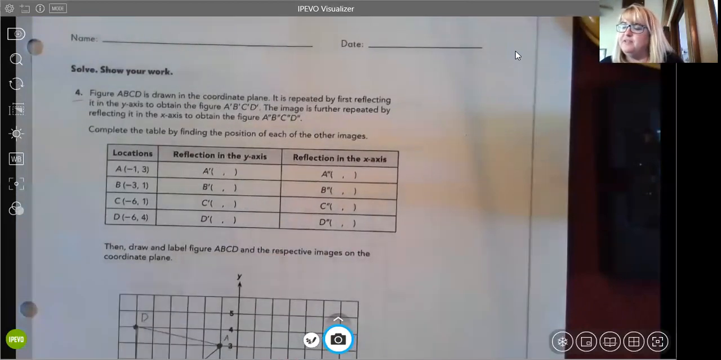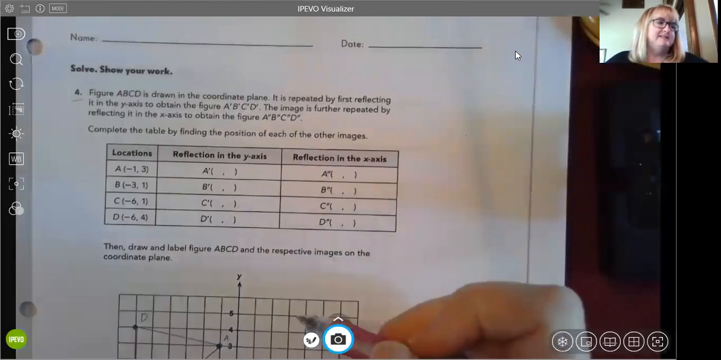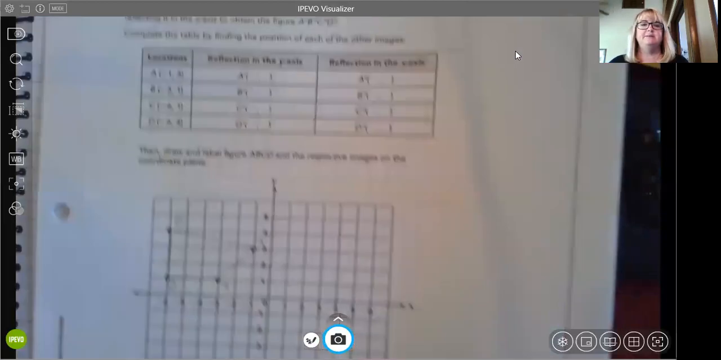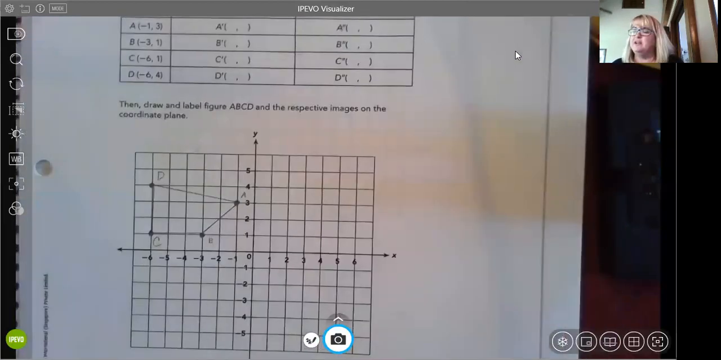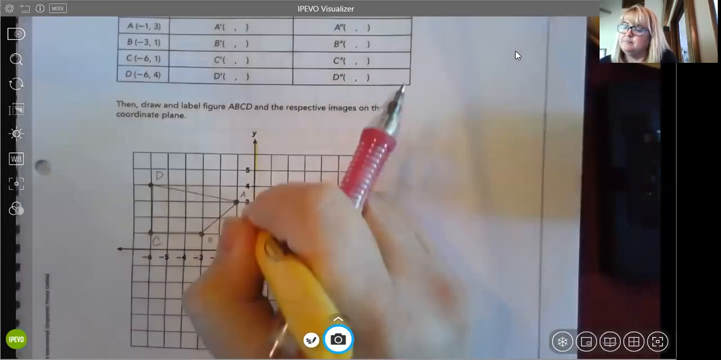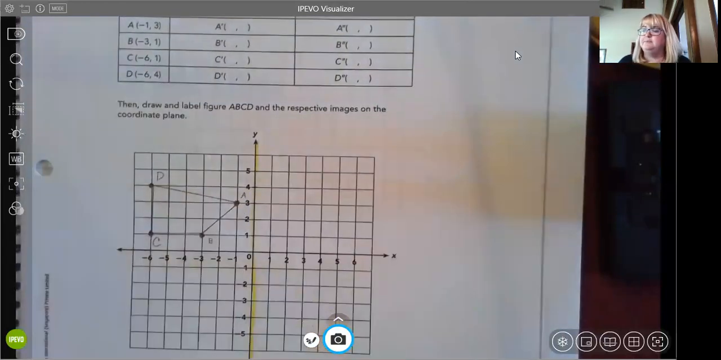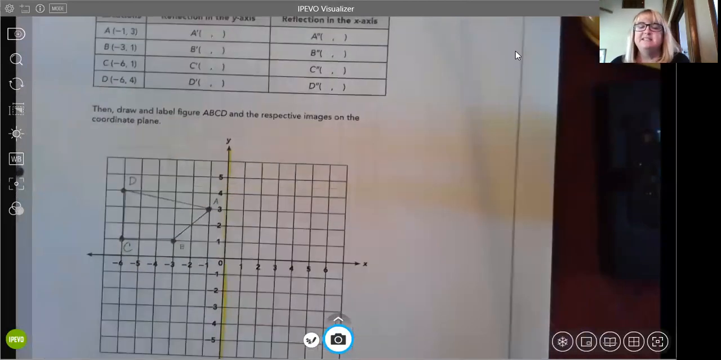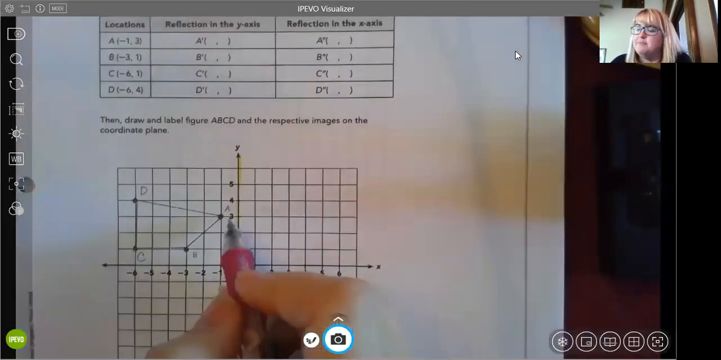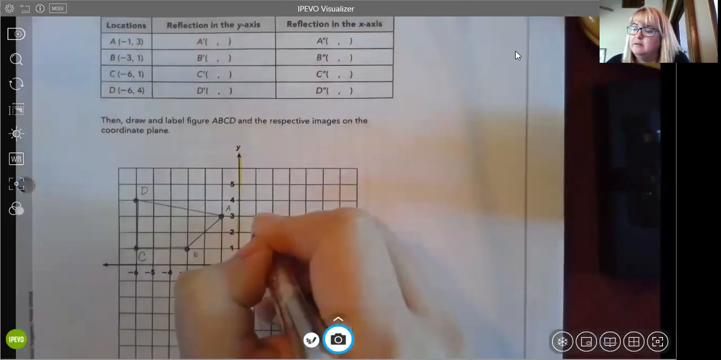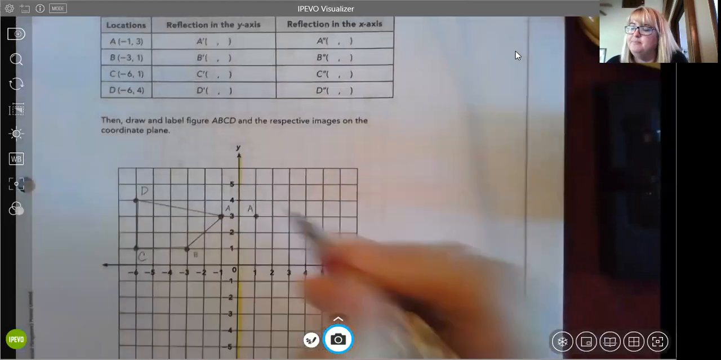So the first reflection is in the y-axis. So I'm going to do that in yellow. Whoops, you couldn't see what I was doing. Sorry about that. The first reflection is in the y-axis. All right. So since it's in the y-axis, A prime is going to be 1 unit away. This is A prime.